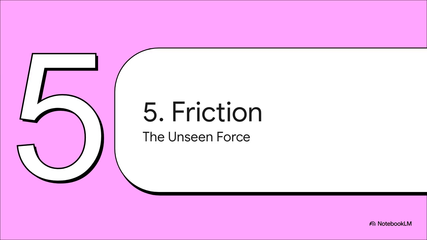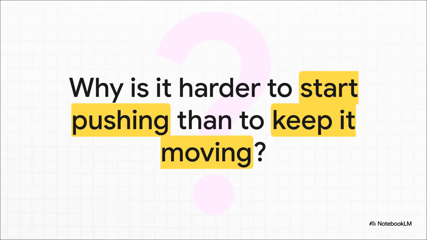Let's talk about friction. You've totally felt this before, right? You try to push a heavy box or a piece of furniture, and it takes this huge grunt to get it to move. But once it starts sliding, it's a little bit easier to keep it going. So why is that? The secret is that there are actually two kinds of friction at play.